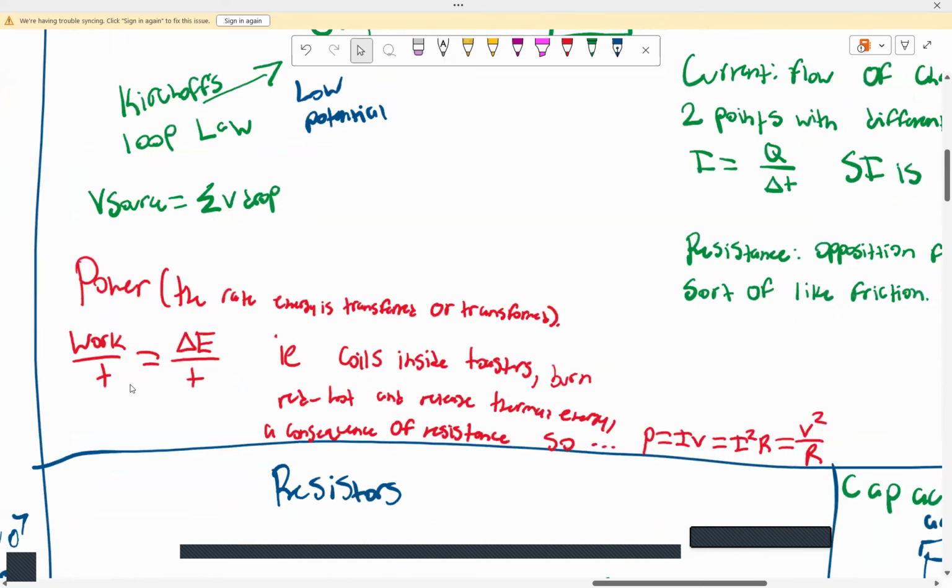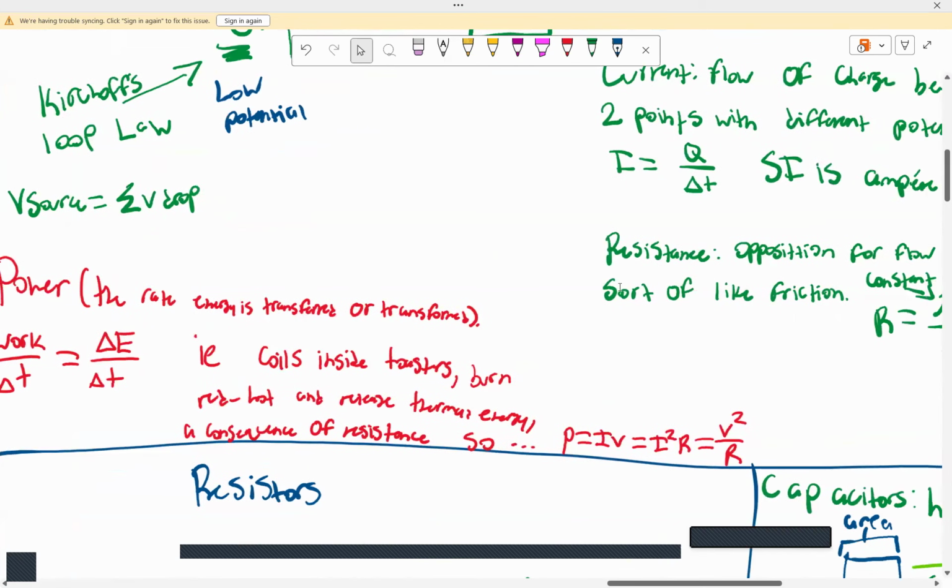Then power, which is the last thing I want to talk about. This is the rate that energy is transferred or transformed. So work over some change in time, delta T, which is also equivalent to the change in energy over time. I think about power like the coils inside of a toaster.